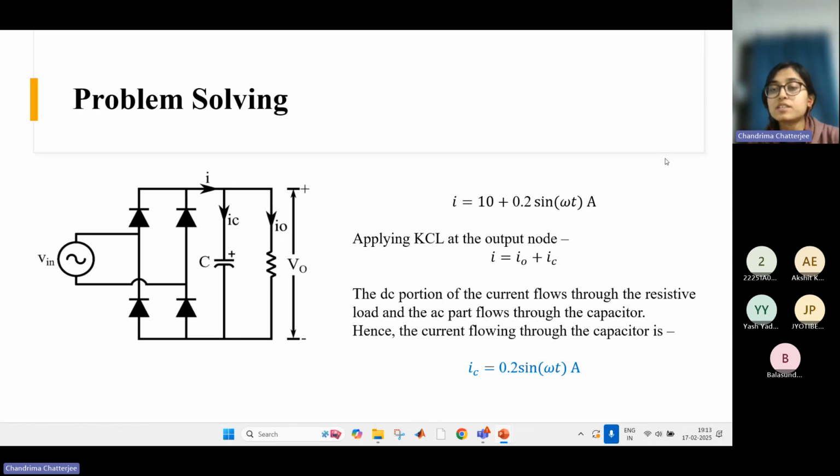So I have explained it here, just whatever I said just now, that the DC portion of current flows through the resistive load and the AC part flows through the capacitor. And I is the summation of I naught and IC. So IC is 0.2 sine omega t. Okay. Option C. So let's go to the next question.